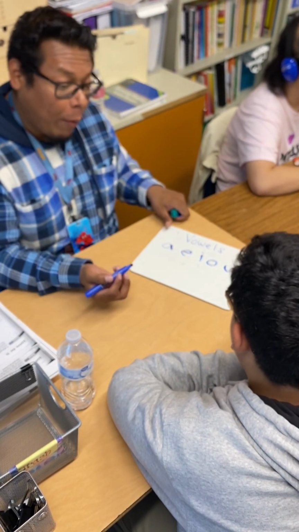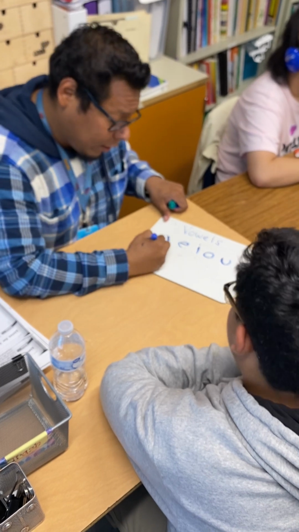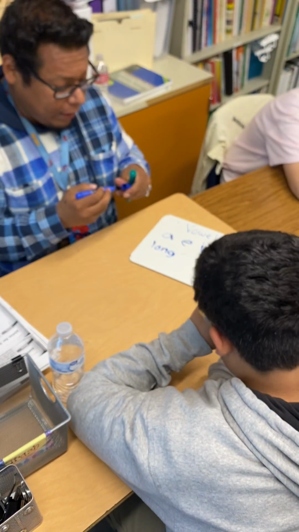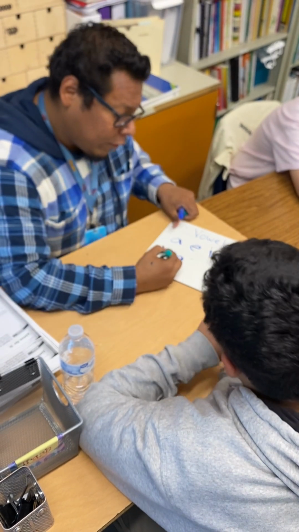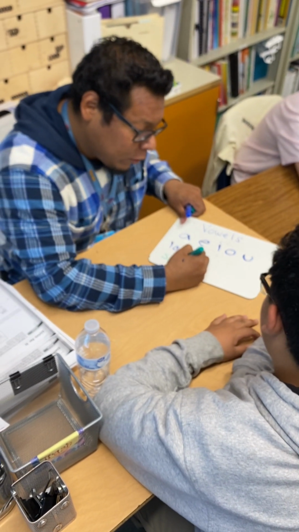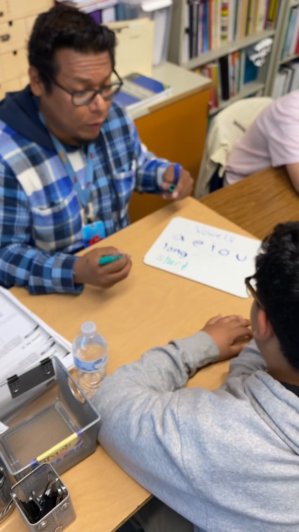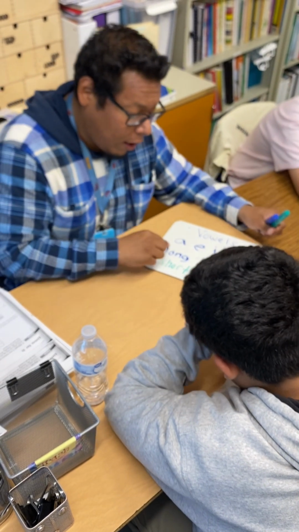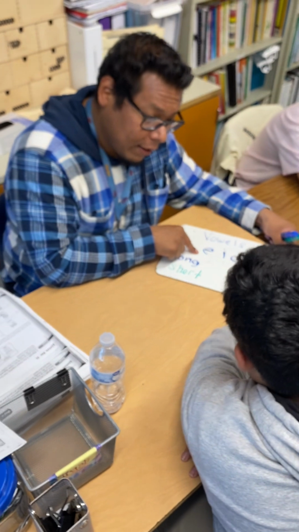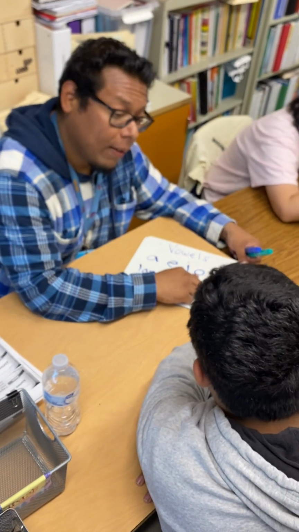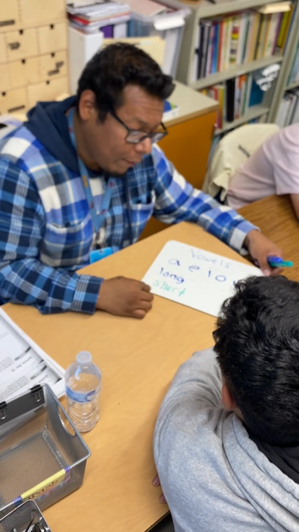Good. Remember, when we do our vowels, we have the long version, which is the way that we say them when we read them, and we got the short version. So I want to go over both of them before we go into our next activity. The long version is A, E, I, O, U. Good. And then we have our short version.